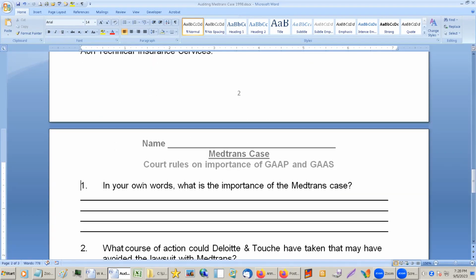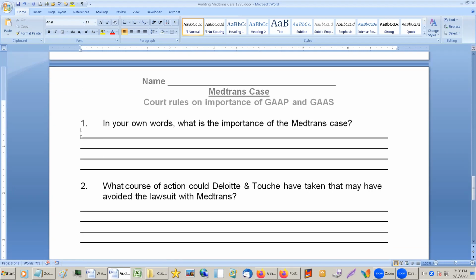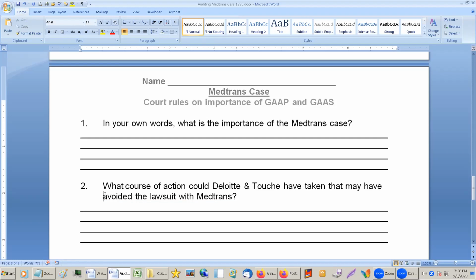In your own words, you can just write what the most important part of it is here. But I want to talk about the second one here. So what was the main part of it? The main part of it was that the ACCT standards could be used as a defense if they withdraw from an engagement. A more thought-provoking one is what course of action could the auditor have taken to avoid the lawsuit with Medtrans?